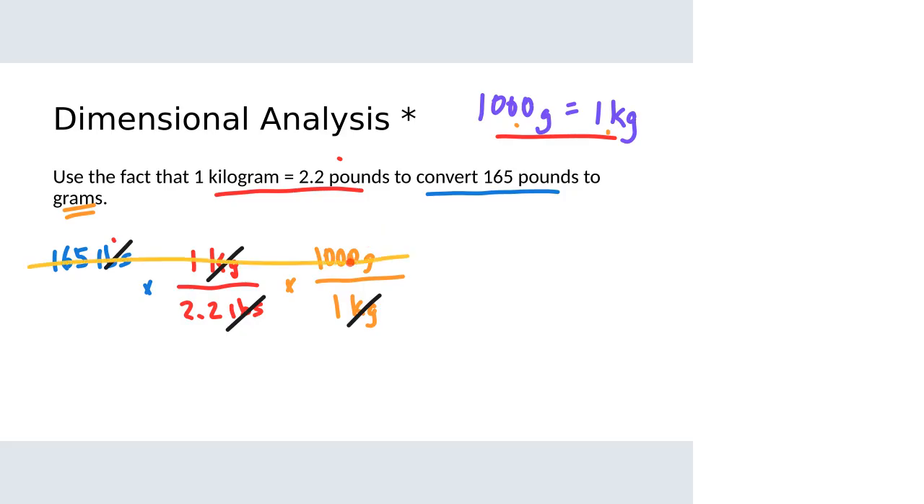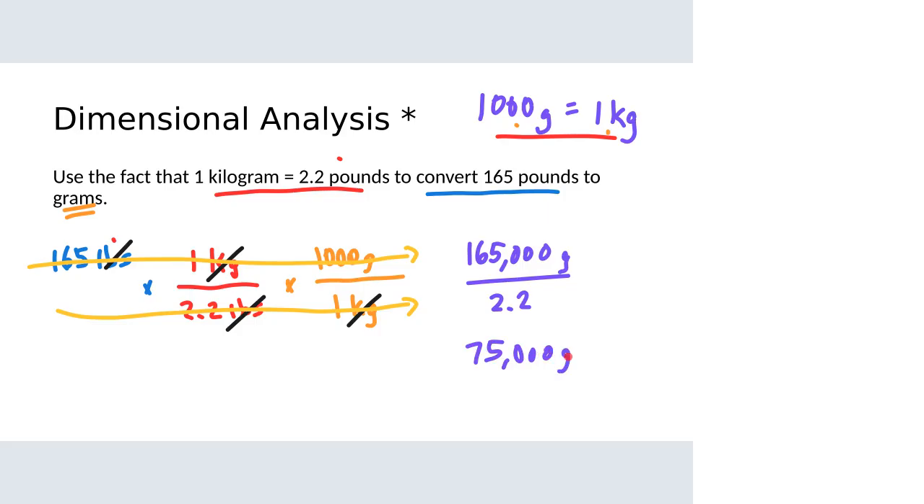So we'll multiply everything on top, multiply everything on the bottom, and then we'll divide to get our answer. 165 times 1 times 1,000, that'll be 165,000, and that's grams. On the bottom, 2.2 times 1, 2.2. And the last thing I'll do is divide. 165,000 divided by 2.2, 75,000 grams. So if somebody weighs 165 pounds, they weigh 75,000 grams. Let me know if you have any questions on that one.